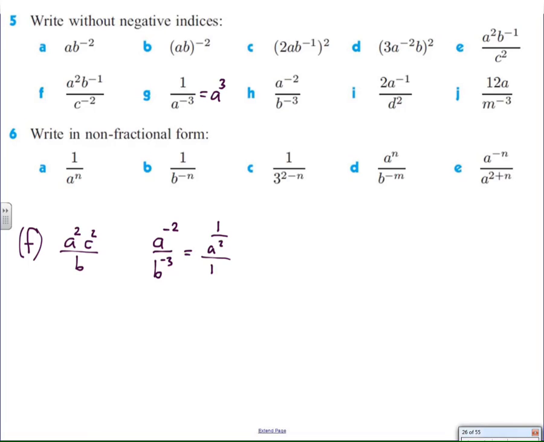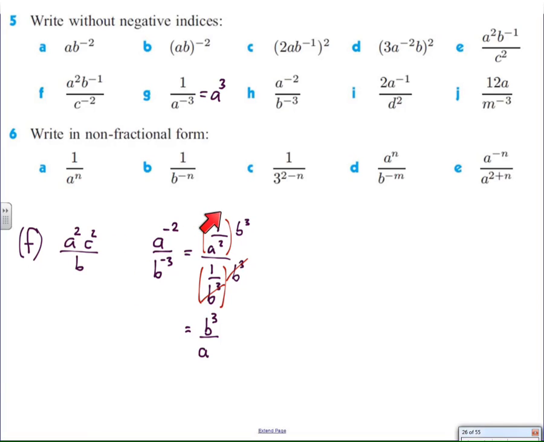Letter F is pretty straightforward. What I did is I just took the b to the negative 1 and the c to the negative 2, and they just switched places. That's really what happened. Now to try to understand that, I'm going to look at letter H, which has a to the negative 2 over b to the negative 3, and I could just switch the places because that's what just happened over here, but try to understand it better.